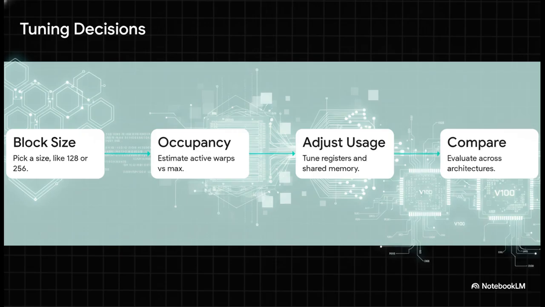Step 3, adjust registers and shared memory. If your occupancy drops too low because of registers, you'll need to simplify your code. If it drops due to shared memory, try shrinking your tiles. And Step 4, compare across architectures. A kernel that runs flawlessly on a V100 might actually be severely bottlenecked on older hardware.